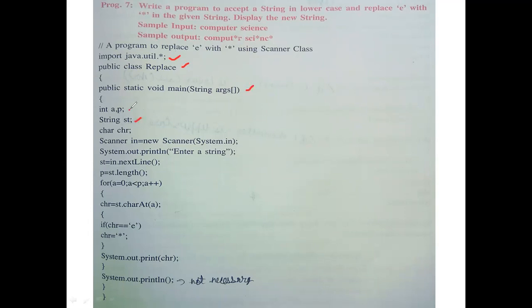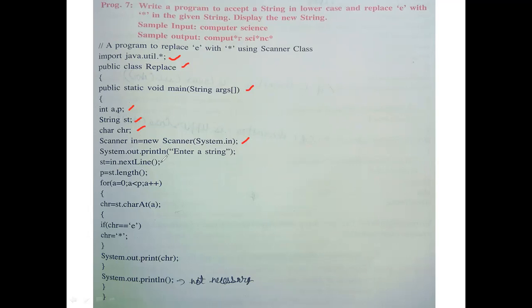String program, string variable, integer variable, character variable, scanner line. You will not be knowing all the variables in the beginning. Don't put semicolon in the beginning while writing the program. Just put a comma and keep it there. Once the entire program gets over, you end with semicolon.